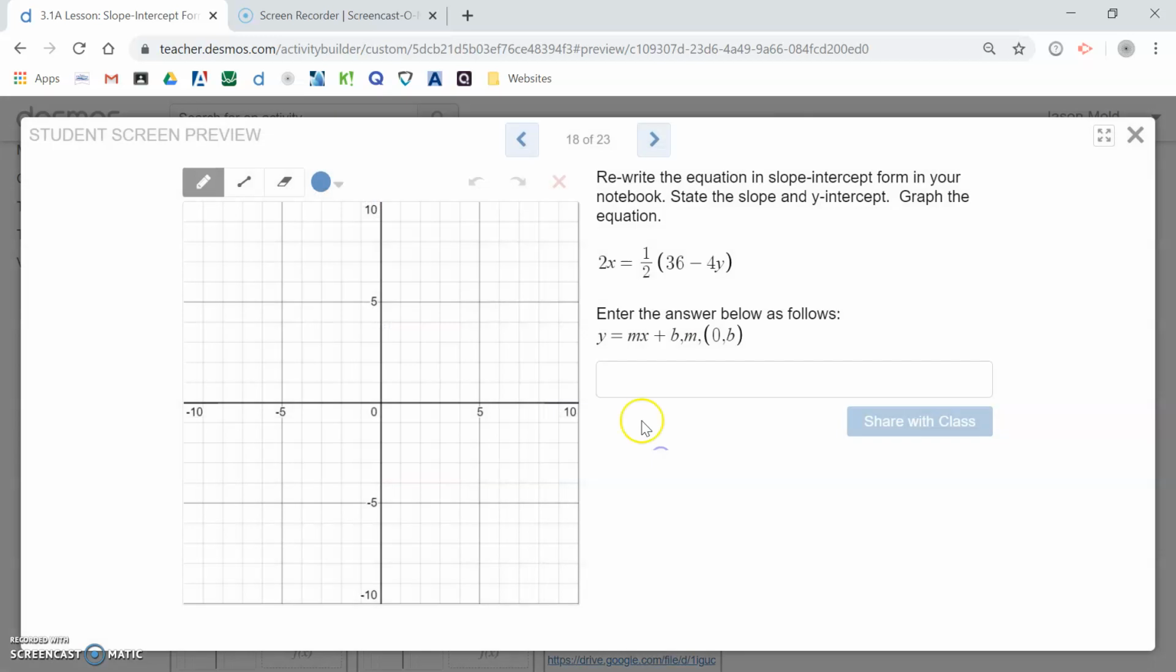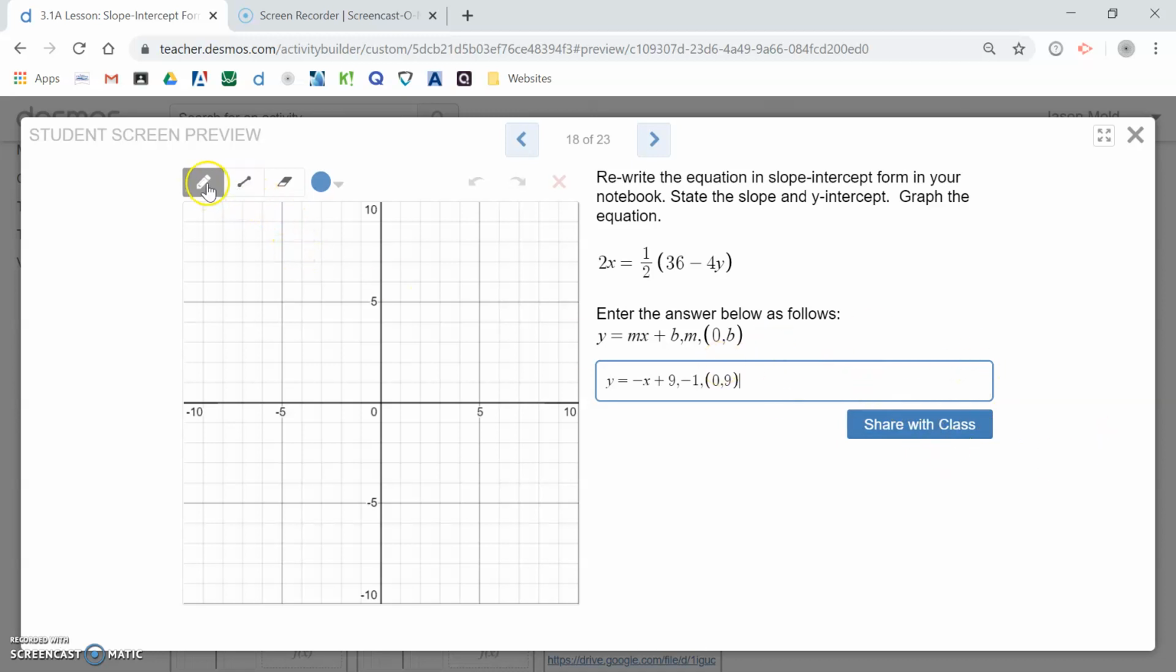So we're going to go back to slide 18, and we're going to enter in this info as well as graph it. So the equation is y equals negative x plus 9, comma. Our m is negative 1 without the x, and our b is 0, 9. Close parentheses. Might be a good time to share so you can make sure that you are correct.